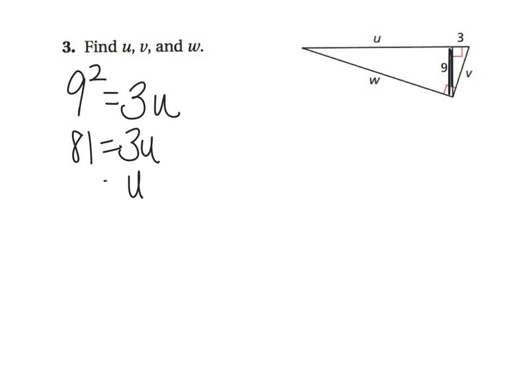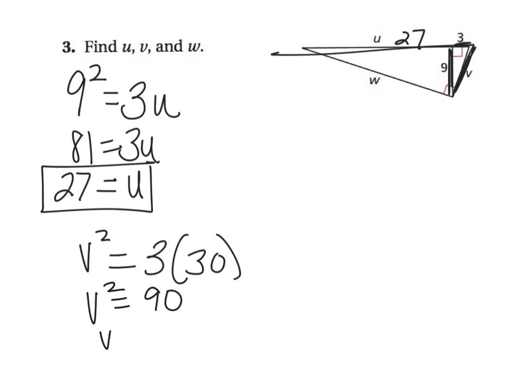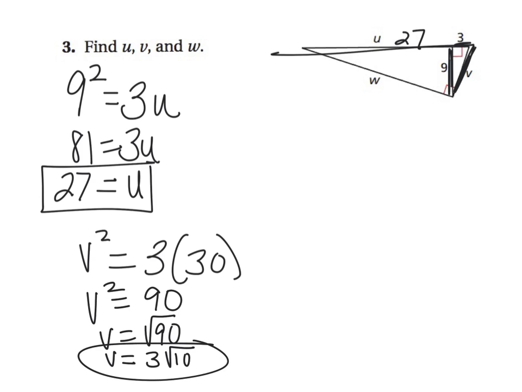And if you divide by 3, u would equal what? u would equal 27. Next, so I'm going to put 27. v. v squared equals 3 multiplied by the hypotenuse, which is 30. That would give us v squared equals 90. v equals root 90. And that gives us 9 times 10, so 3 rad 10. So v will be 3 rad 10.